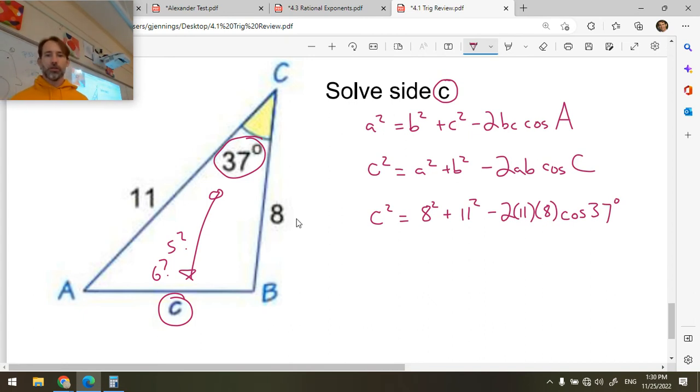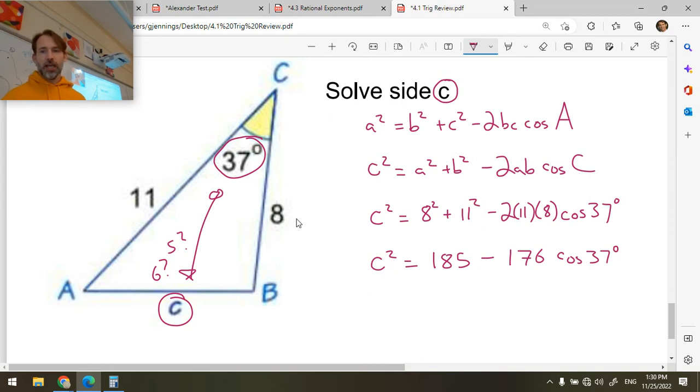Okay, so now here, let's go C squared. C squared is equal to 8 squared plus 11 squared. That's 64 plus 121. Your calculator tells you that that's 185. 185 minus 2 times 11 times 8. That's 88 times 2. That's 176. So it's minus 176 times the cosine of 37 degrees.